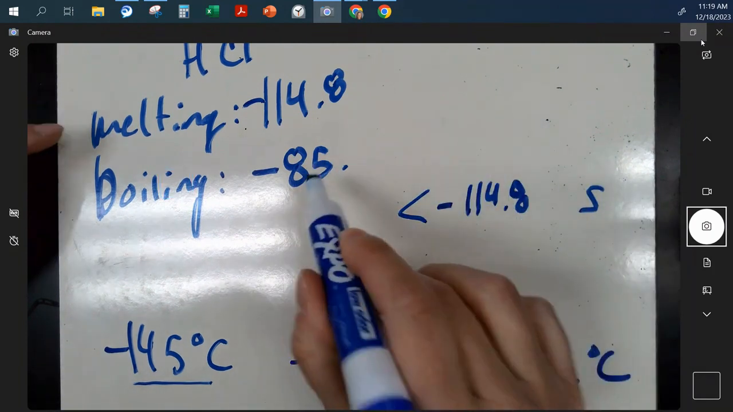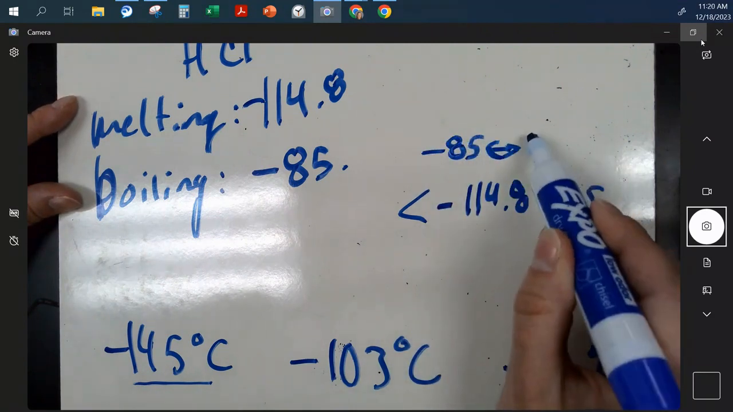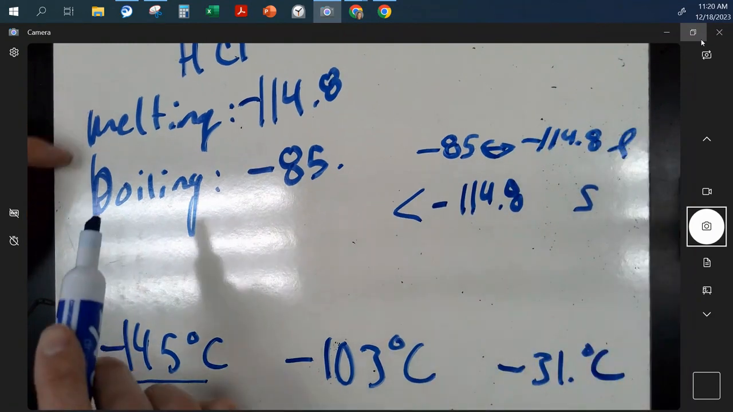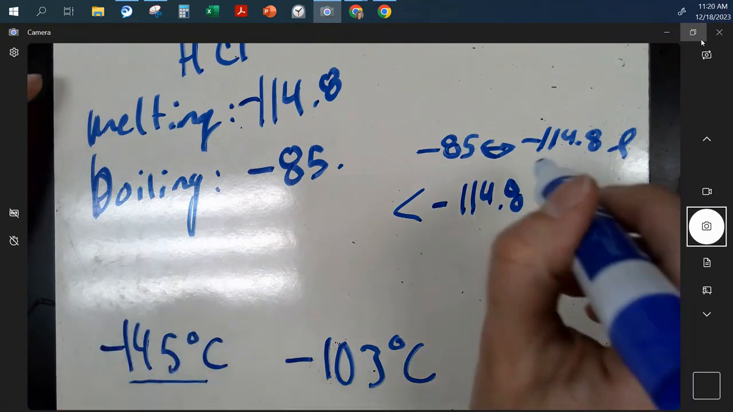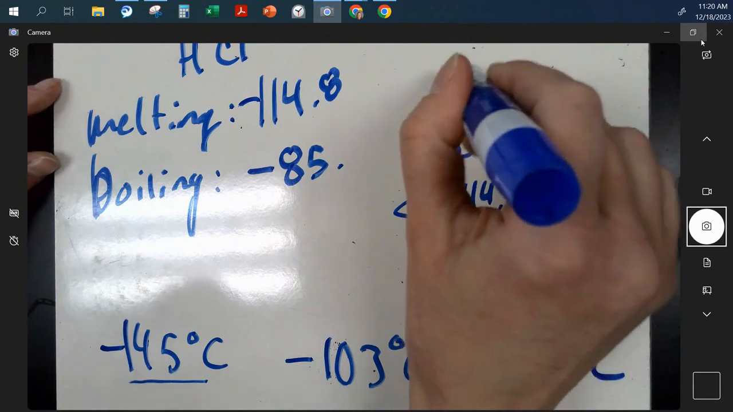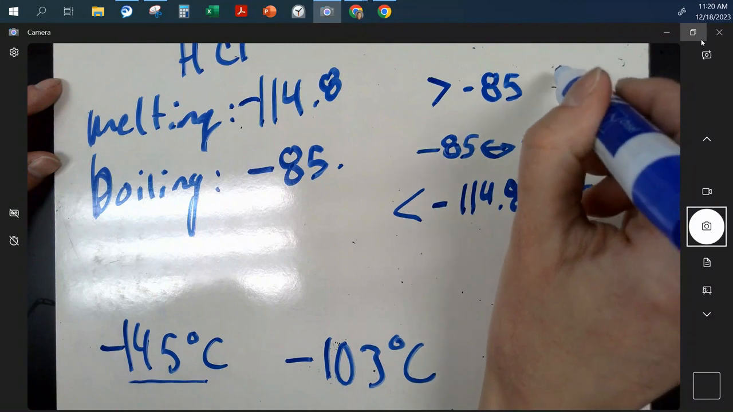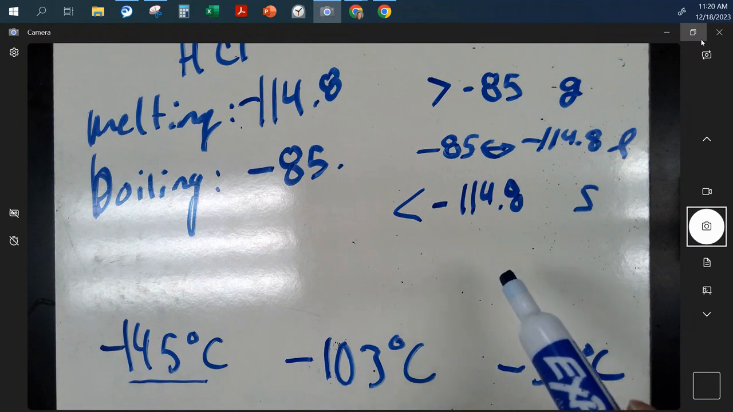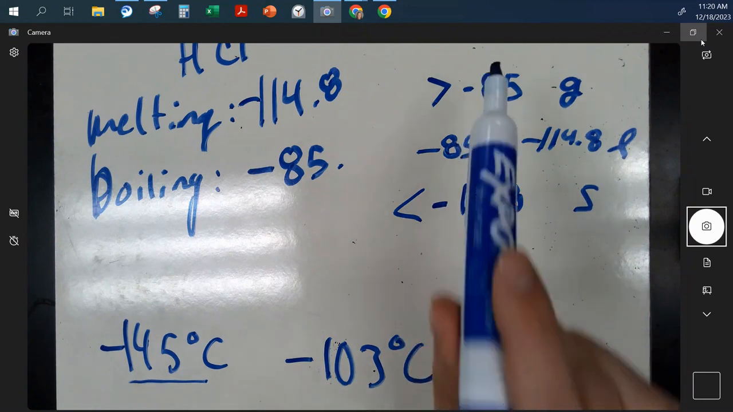Okay. If it's between negative 85 and negative 114, then it's going to be a liquid, right? Because between melting and boiling is liquid. And then if it's above negative 85, so if it's bigger than negative 85, then it's going to be a gas. So this helps me, especially when they're the negative ones. The negative ones throw me off. So I like to draw kind of like a number line. So these are the low temperatures, and then these are higher temperatures.